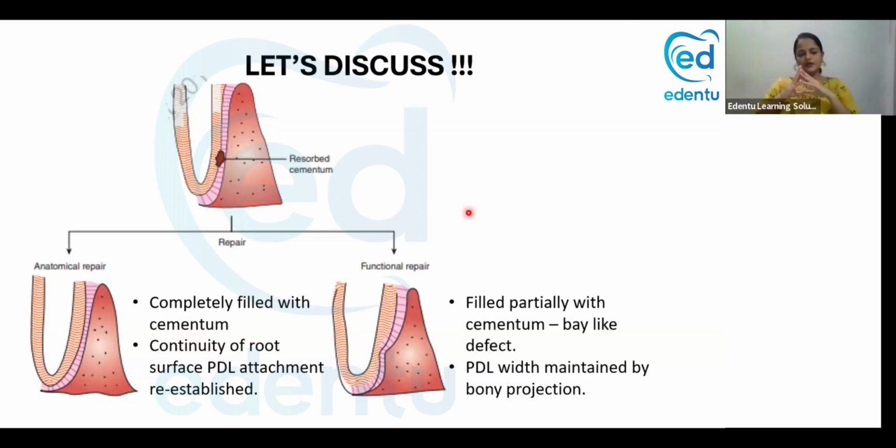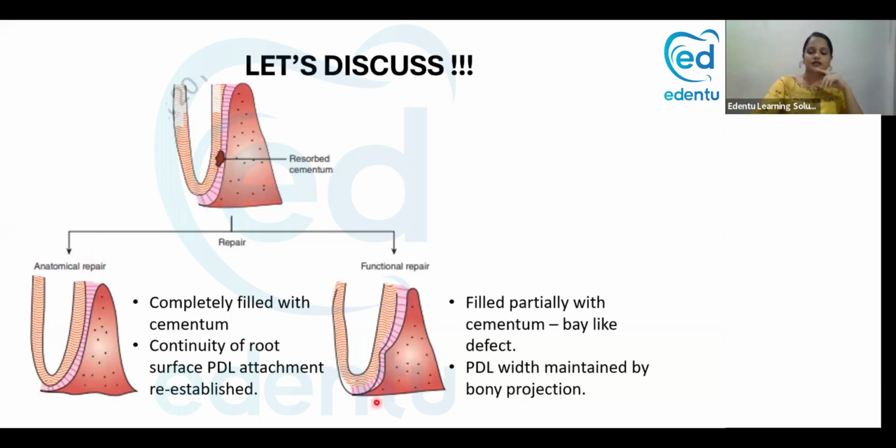In anatomical repair, the cementoblasts help form the cementum again. You can see that this is the resorbed cementum area here. In anatomical repair, cementoblasts help in the formation of cementum, and it repairs itself and now looks like new cementum. This cementum completely fills the defect, and there is continuity of the root and the periodontal ligament attachment. It will be like normal.